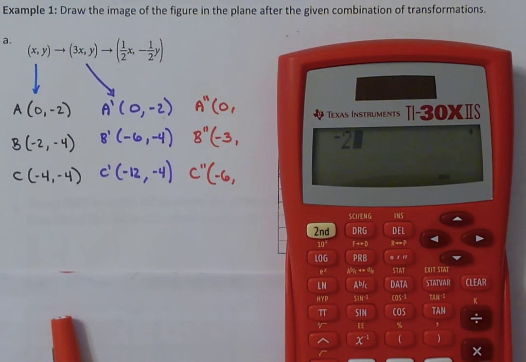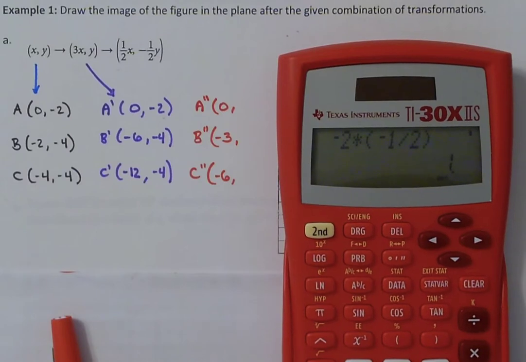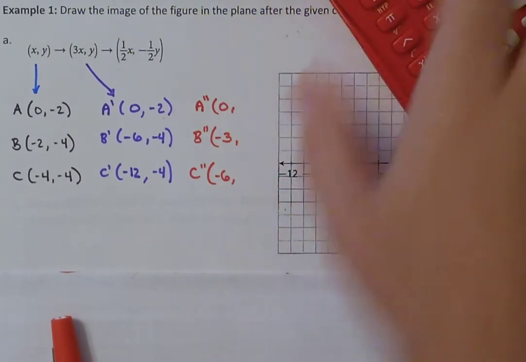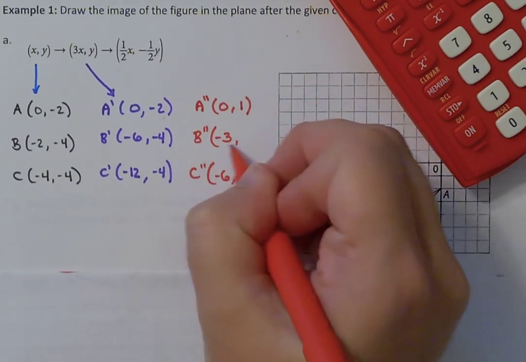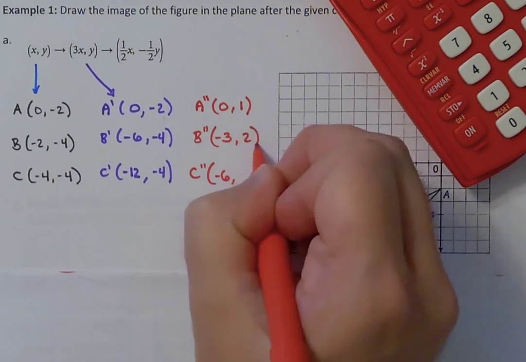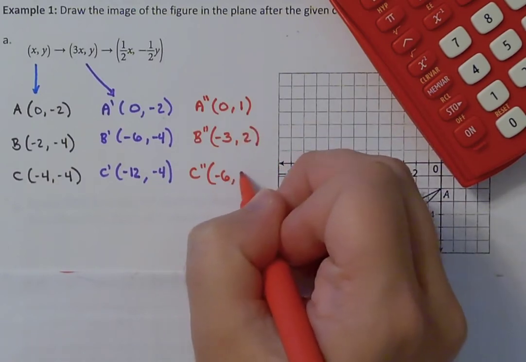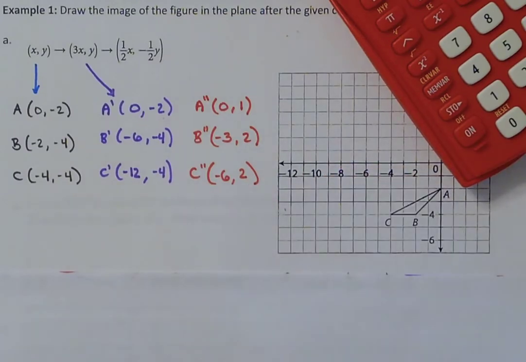So if I do -2 times -1/2, we end up with 1. And if I do -4 times -1/2, we end up with 2 as our answer. So that means A double prime is at 0, 1. B double prime is at -3, 2. And C double prime is at -6, 2. And then that is our second transformation.